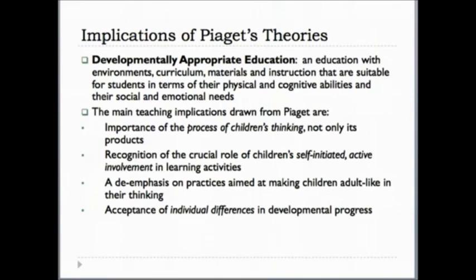And also, like I mentioned at the beginning, we learned that children are not miniature adults. So practices that aim towards making children adult-like in their thinking don't really work. And from Piaget, we discovered a greater understanding of that and appreciate that more. So we accept the individual differences of kiddos during their developmental progress and structure education to be more developmentally appropriate to meet them where they are and help them grow.